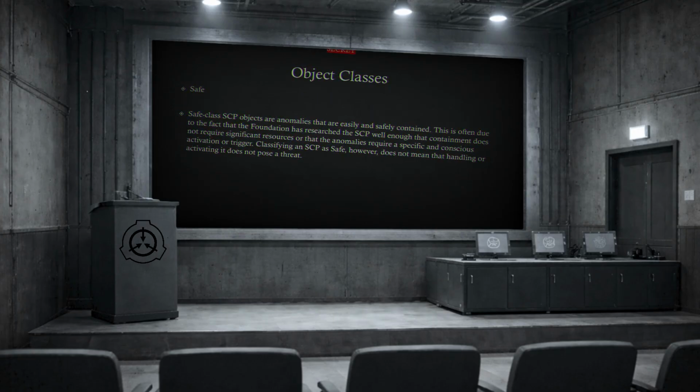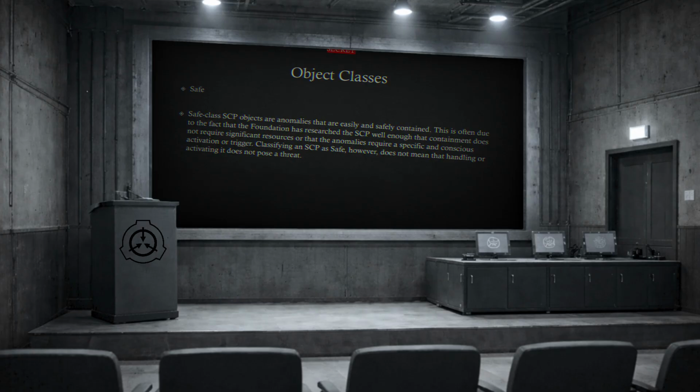Starting with the object classes. The first object class is Safe. So a Safe class SCP object are anomalies that are easily and safely contained. This is often due to the fact that the Foundation has researched the SCP well enough that containment does not require significant resources, or that the anomaly requires a specific and conscious activation or trigger. Classifying an SCP as safe, however, does not mean that handling or activating it does not pose a threat. Further in your training, depending on the department you are assigned, you will see many such SCPs.